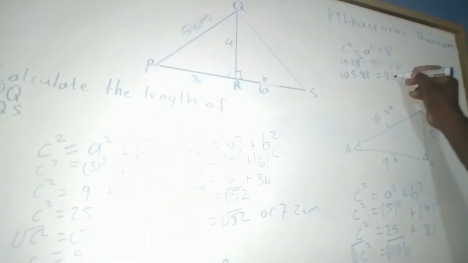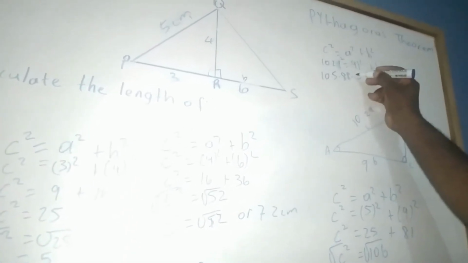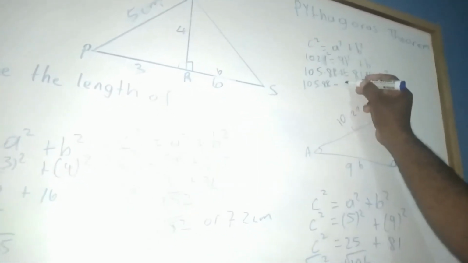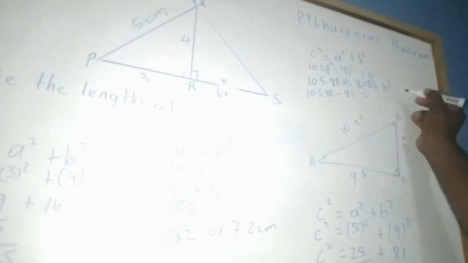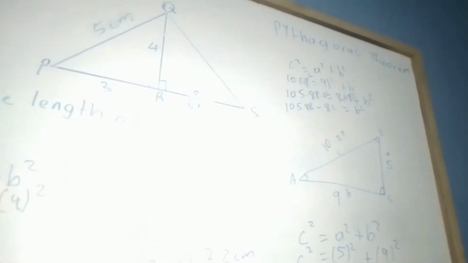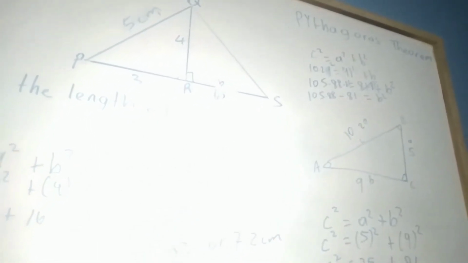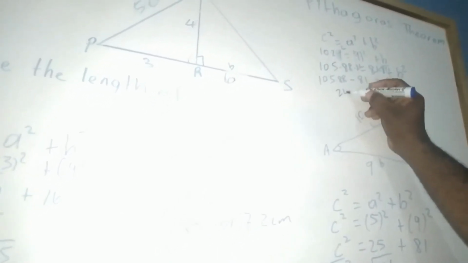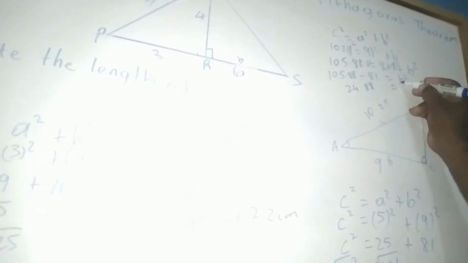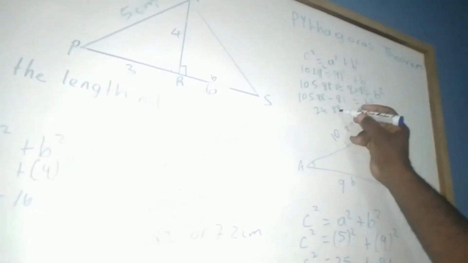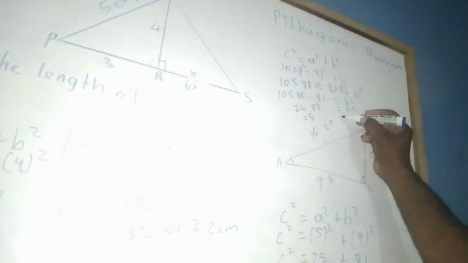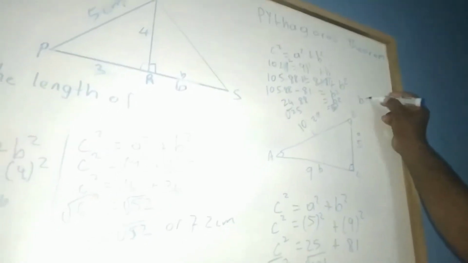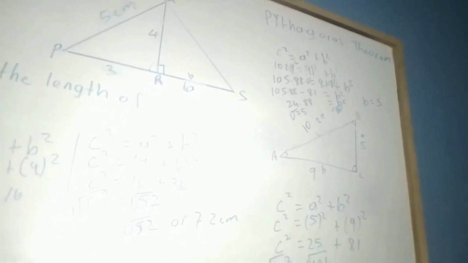So what we're going to do, subtract the 81 from this side, and we're going to subtract it from this side as well. So we have 105.88 minus 81 is equal, that would cancel, is equal to b squared. And so we have this minus 81, and we have 24.88 equal b squared. We know we can definitely round this off to 25 is equal to b squared. In square-rooting this 25, we find b is equal to 5, as we have here.